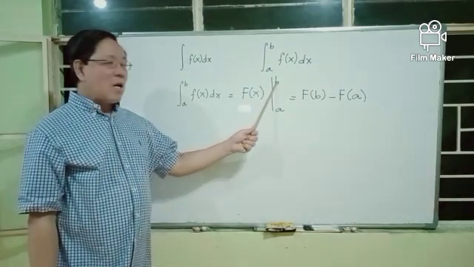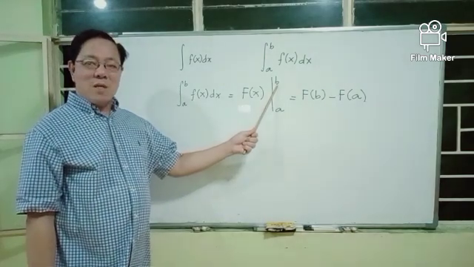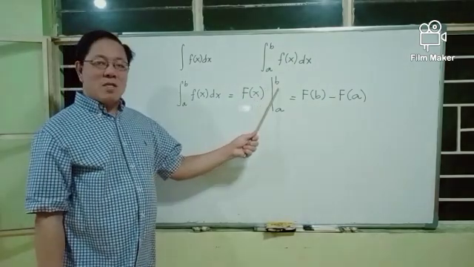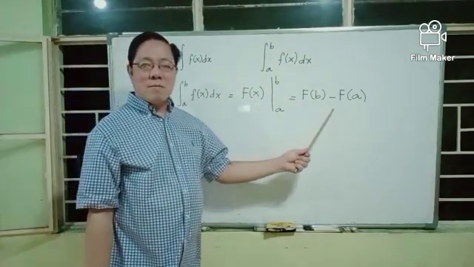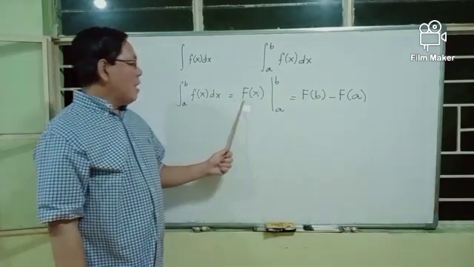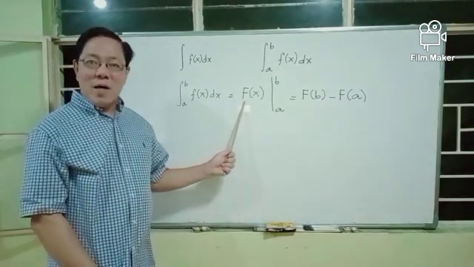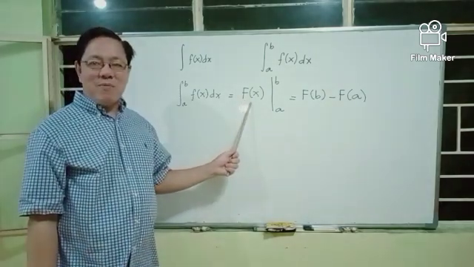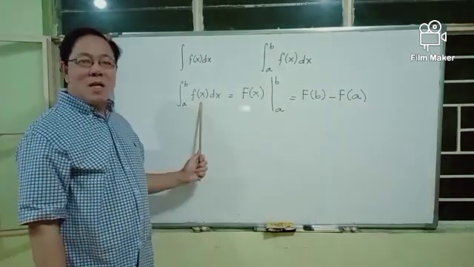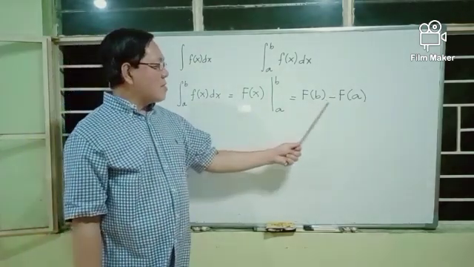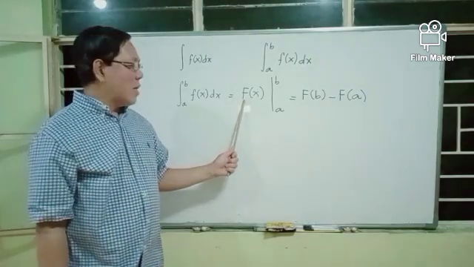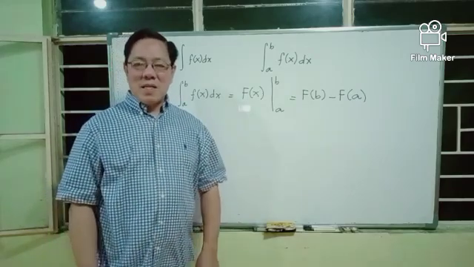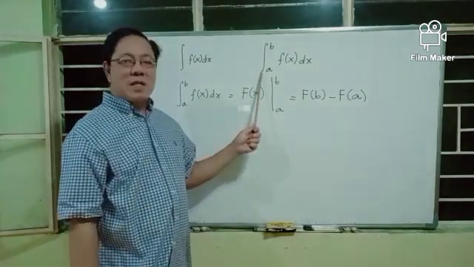And in evaluating, you start always with x equals b. Evaluate the function capital F of x when x equals b, minus, it's always minus, evaluate the function capital F of x when x equals a. This is not the given function, this is the solution of the integral of f of x dx. And that's basically the process for evaluating a definite integral.